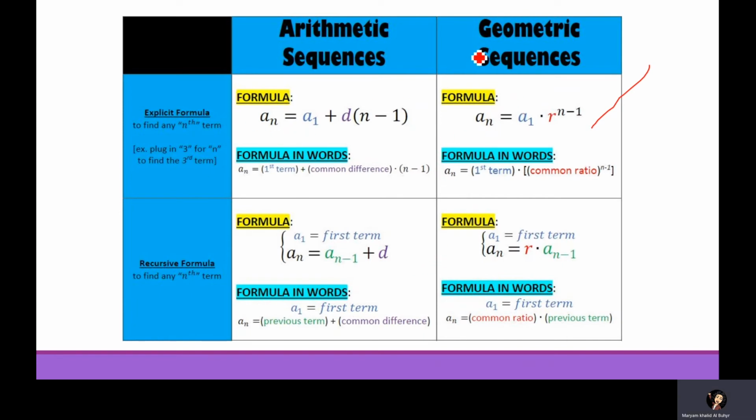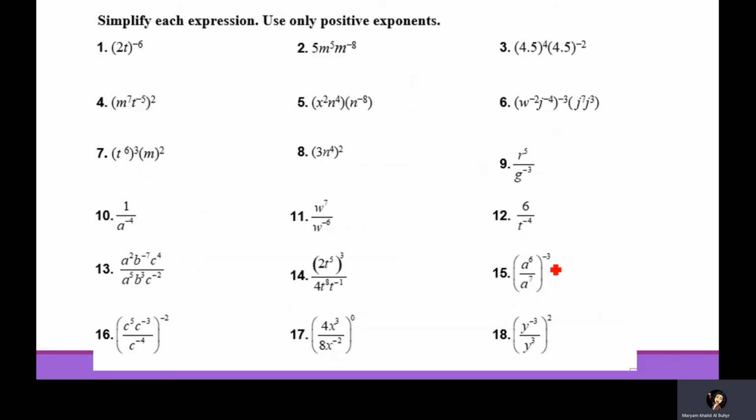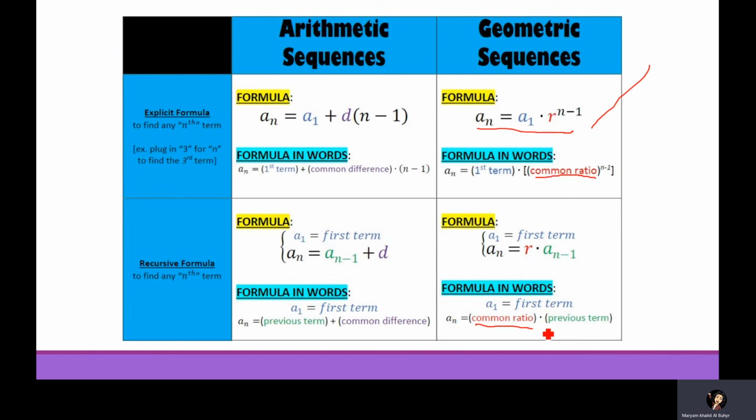The explicit formula for the geometric sequence is a_n equals a_1, which is the first term, times r to the power n minus 1. This r is the common ratio, which is here. There is an explanation that will help you. The recursive formula is a_1, which represents the first term, you must write it, then a_n equals r times a_(n-1), which is the previous term. You can see more explanation written here.